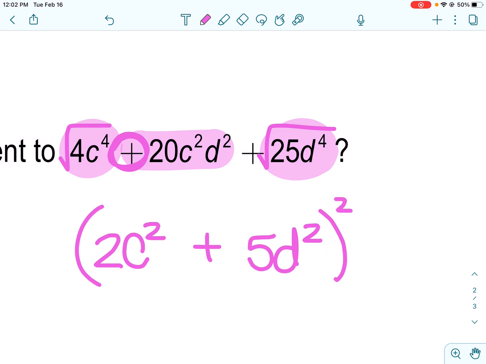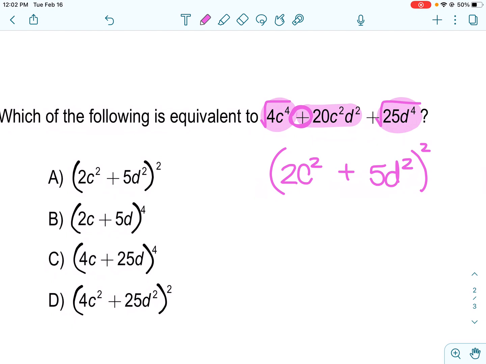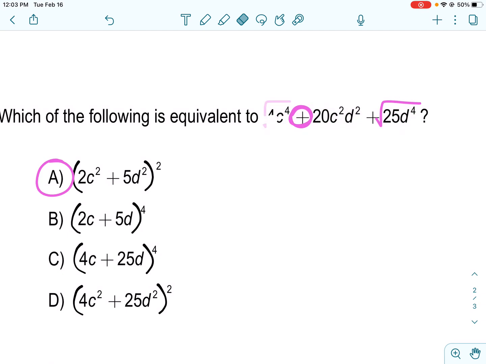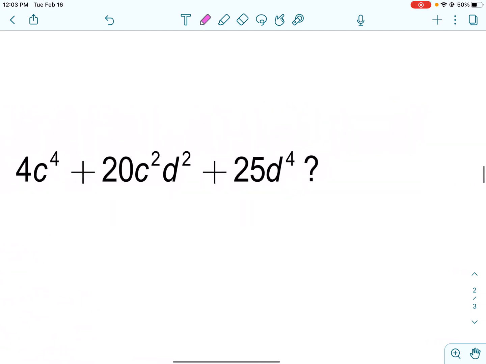Okay, a perfect square trinomial. If you think you could recognize that, this is great because look how fast that was. So it is option A. Or your other option would be the substitution method.